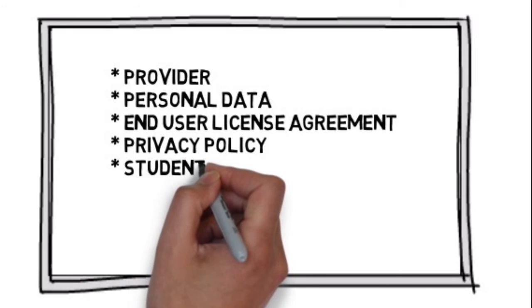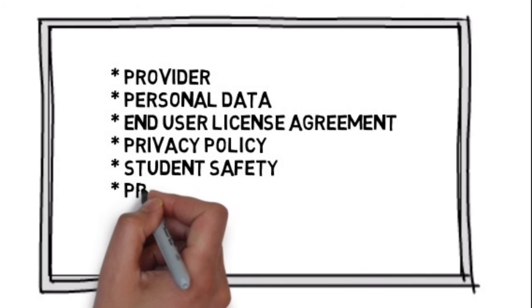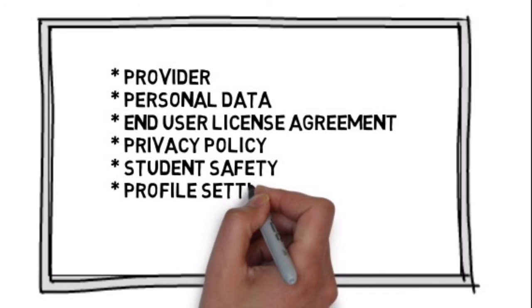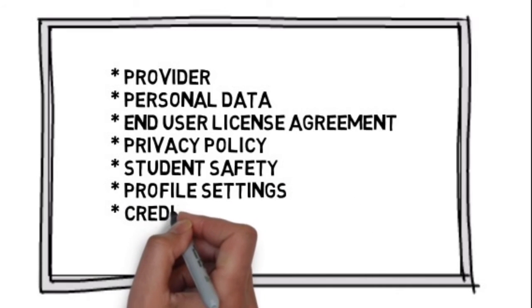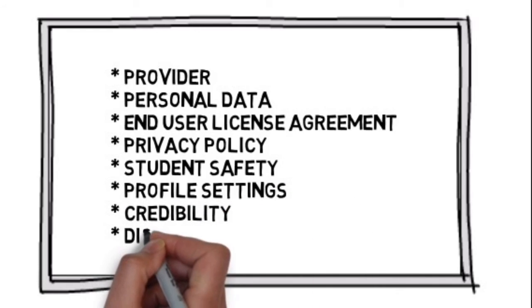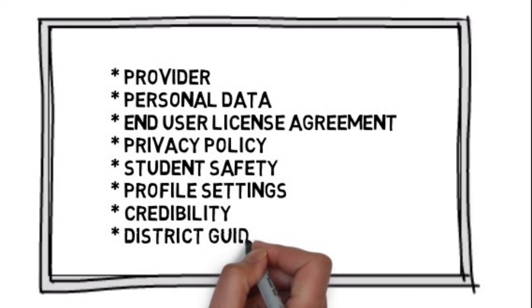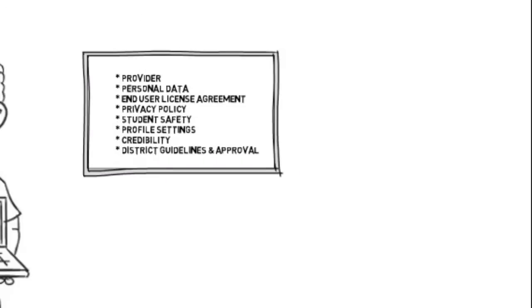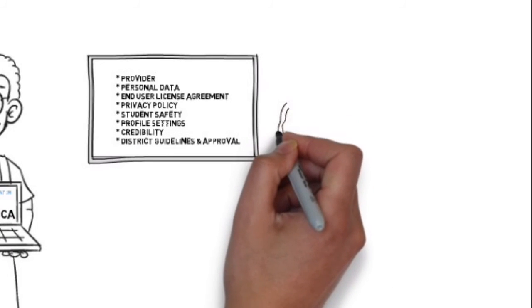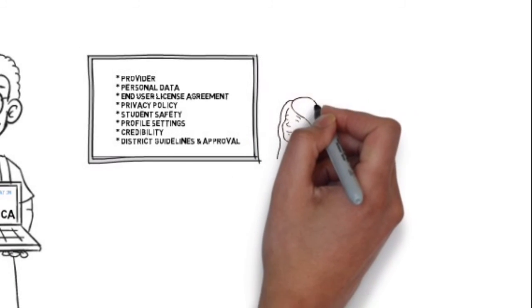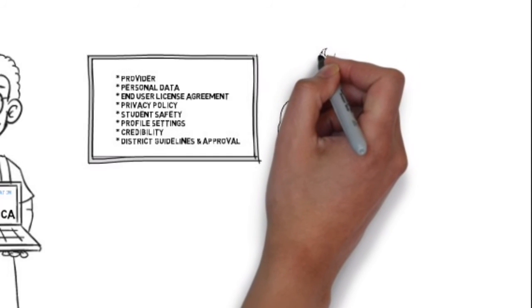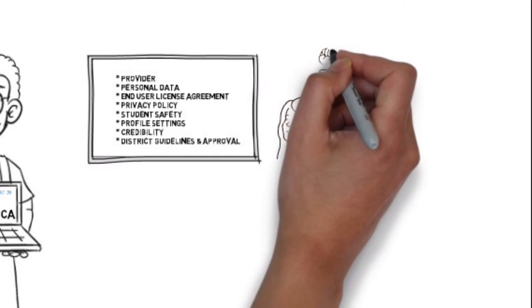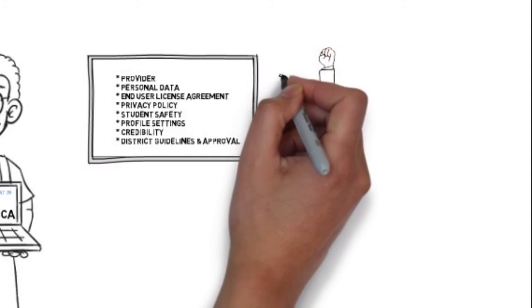What is the nature of interaction and collaboration on the site? Are your students safe? Consider the user profile you will be creating. Set your site and control settings to keep personal information safe. Make sure the tool is credible. Thoroughly check reviews with educators who have experience with the tool. And finally, consider your district's current guidelines and policy and make sure it is appropriate. Check with your supervisor or administrator to make sure it is a tool approved by your district.